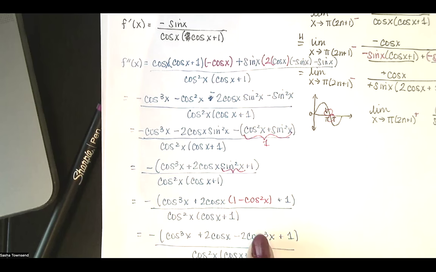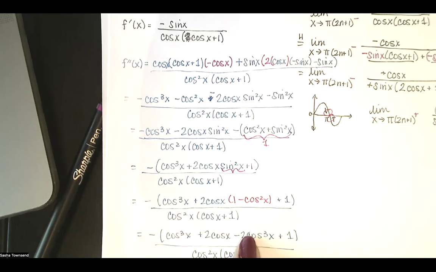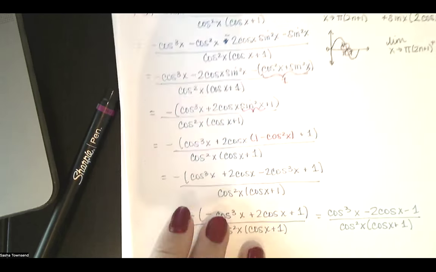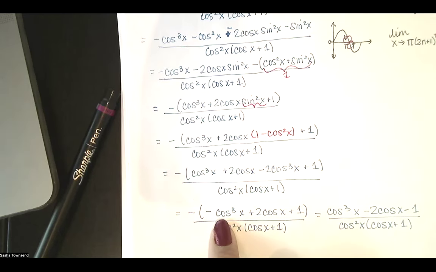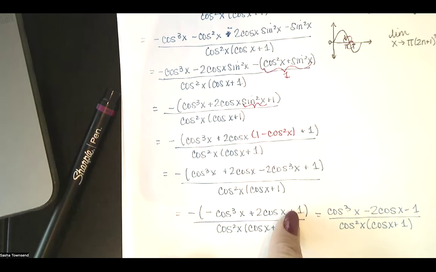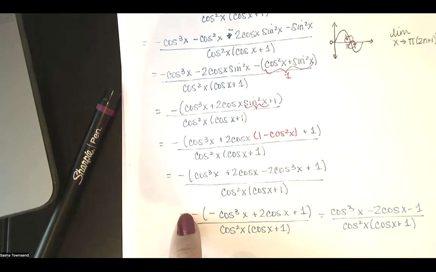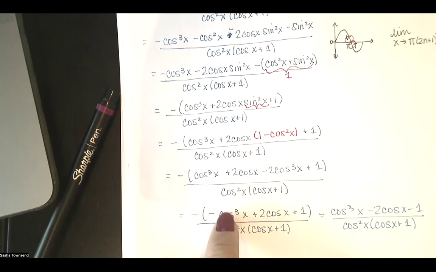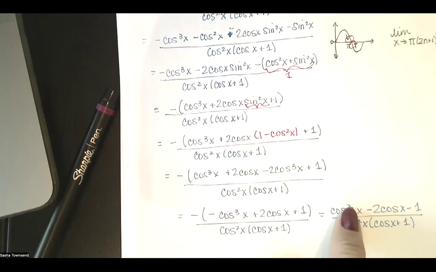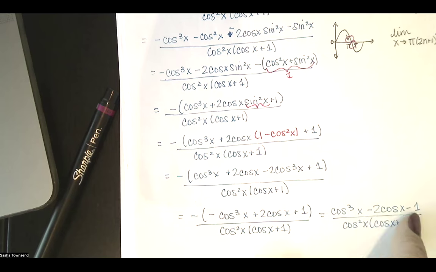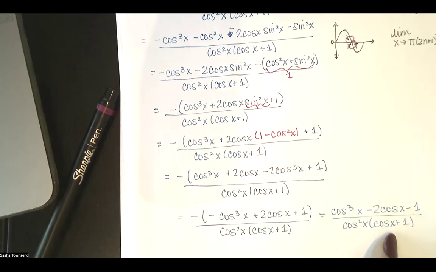And now I've got a cosine cubed and a negative 2 cosine cubed. So I have 1 minus 2 of those, so that's negative 1 of those. So that's there. And then the 2 cosine of x and the 1 I just bring down. And then if I distribute this negative from outside the parentheses into the parentheses, it just flips all the signs. This is cosine cubed minus 2 cosine of x minus 1 divided by that denominator.